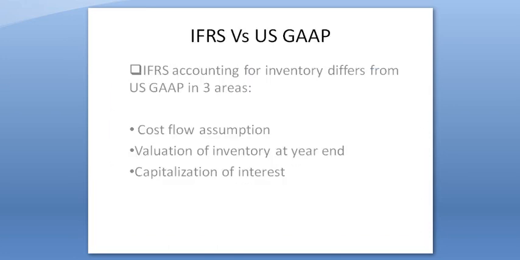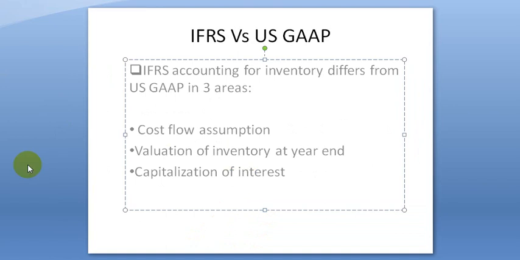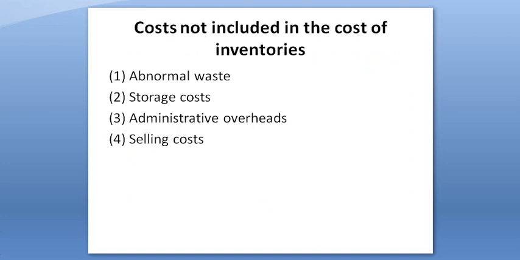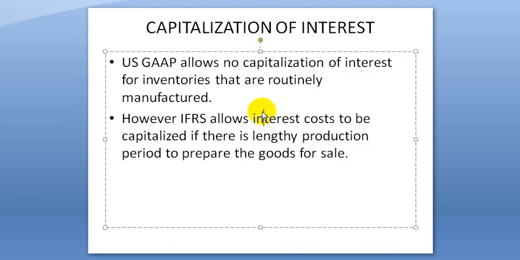And next, capitalization of interest. Under US GAAP we don't capitalize interest in general, but under IFRS we have to capitalize under certain circumstances. Here is the point: US GAAP allows no capitalization for inventories that are routinely manufactured.